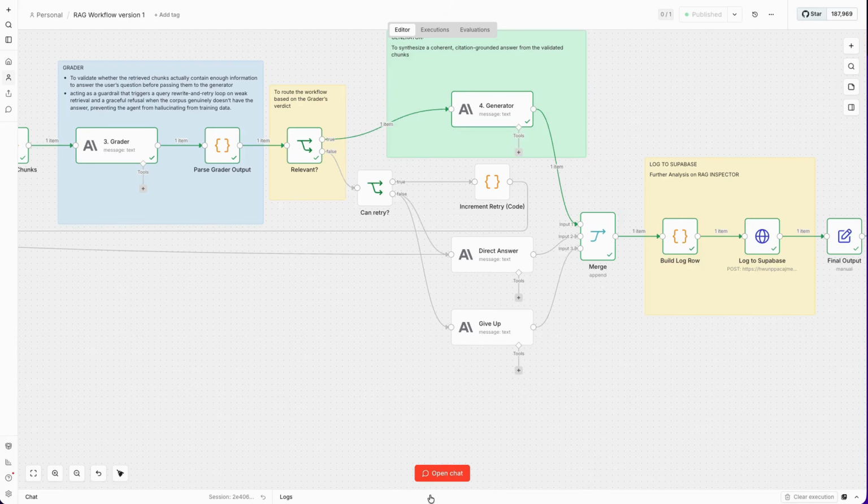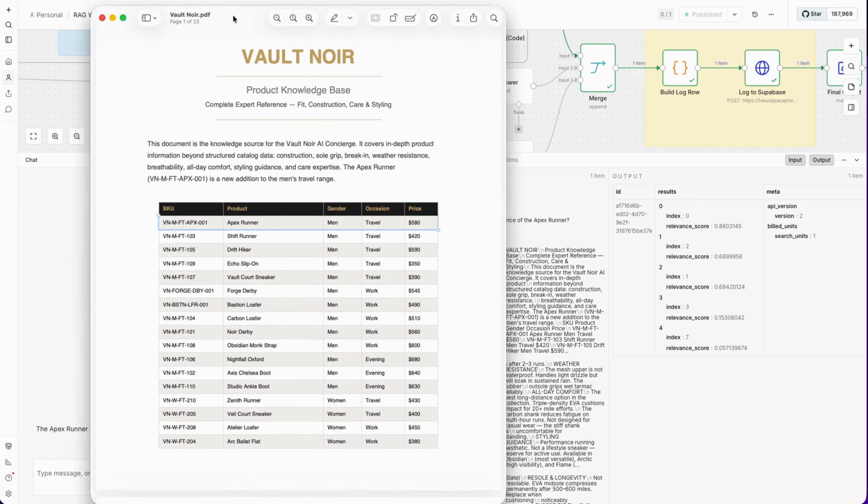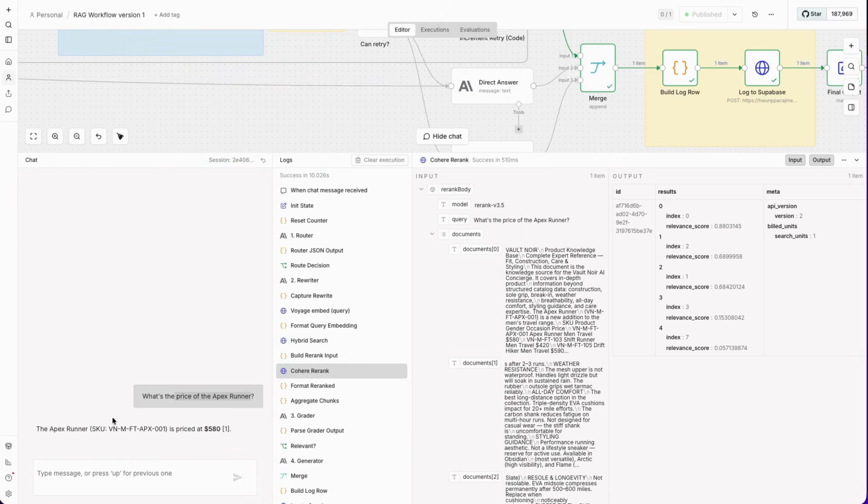I'm going to go ahead and start testing this. As you can see, I've already tested the first one. Very simple one: what's the price of the Apex runner? This is what we would consider a direct query. It should match both on a dense search as well as sparse search, because sparse means the Apex runner price, all of these are keywords that you should be able to easily find in the document. And you can see that this is the Apex runner and the price is $580. And so that's what it responded with.